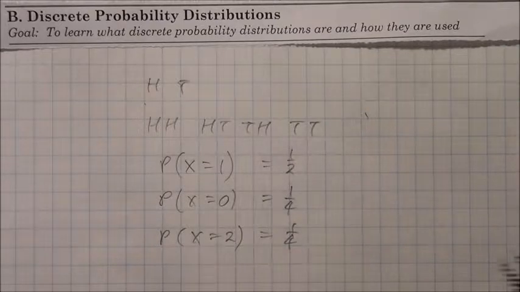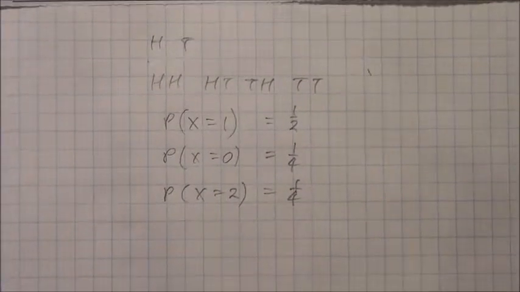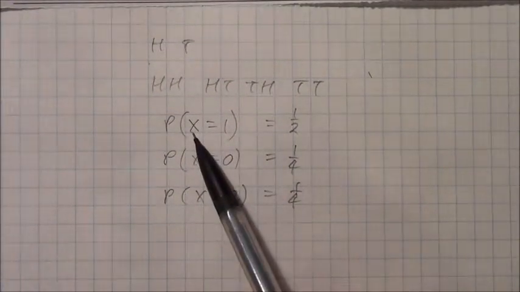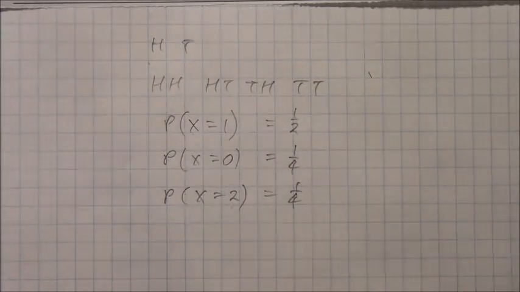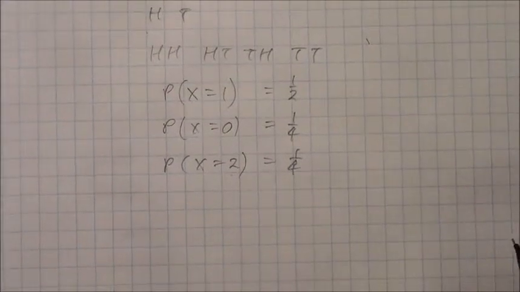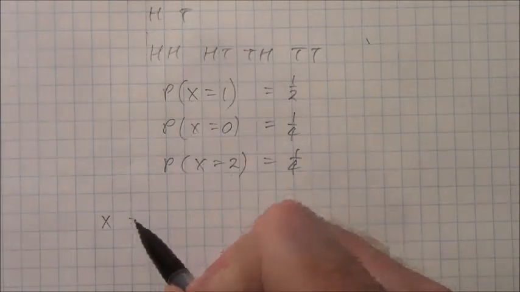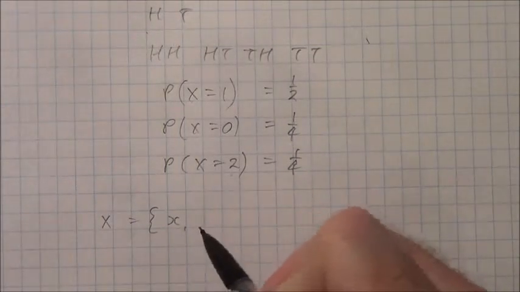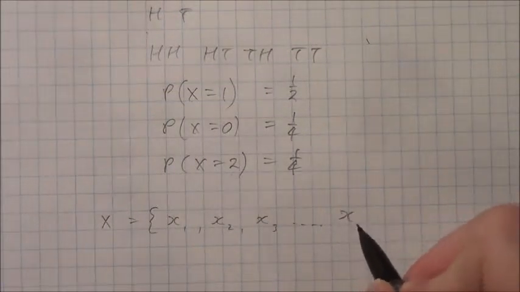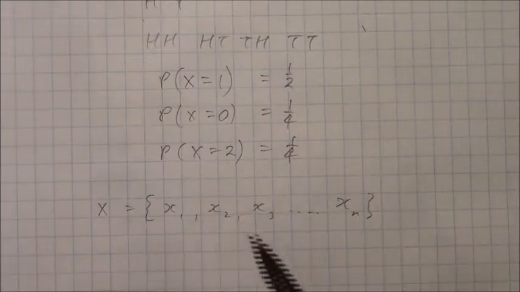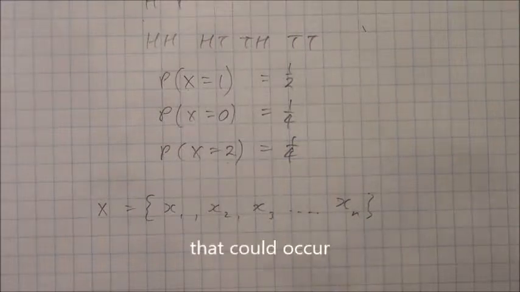So there is a certain rule that all these probabilities have to follow. The random variable that we're going to be looking at, in this case the random variable is x. It's a discrete random variable that could equal 0, 1, or 2. And so x, our discrete random variable, has a sample space of x1, x2, x3, etc., all the way up to x sub n. So these are all the possible outcomes that you could see in the event.